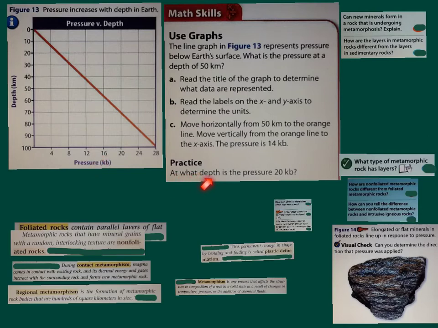At what depth is the pressure 20? So let's go ahead. Here's your pressure going up. Got the orange line going over. And it looks like it is what? 70 kilometers. Okay, so that's how you're reading this chart.